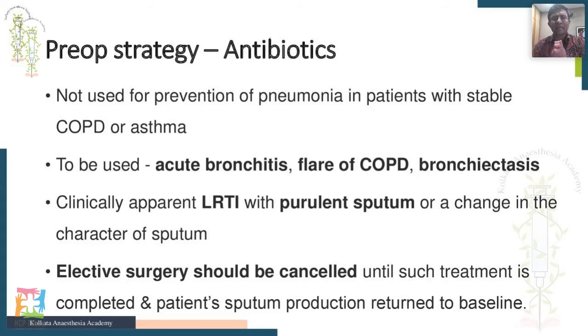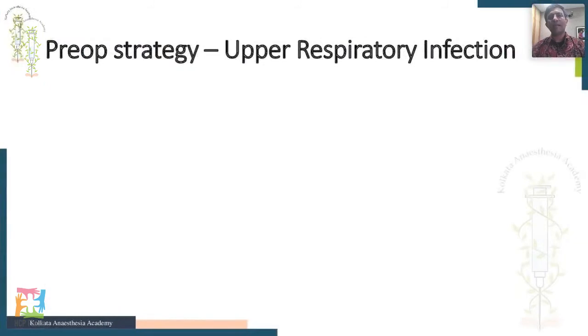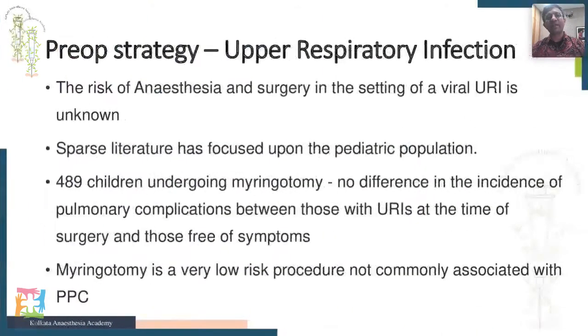If they have acute bronchitis, a flare of COPD, bronchiectasis, or a clinically apparent lower respiratory tract infection with purulent sputum, they have to receive antibiotics. And all these have to be resolved prior to an elective surgery. Elective surgery cannot happen with these things on board. And just because a patient is stable COPD or stable asthma, there is no role for preoperative antibiotics.